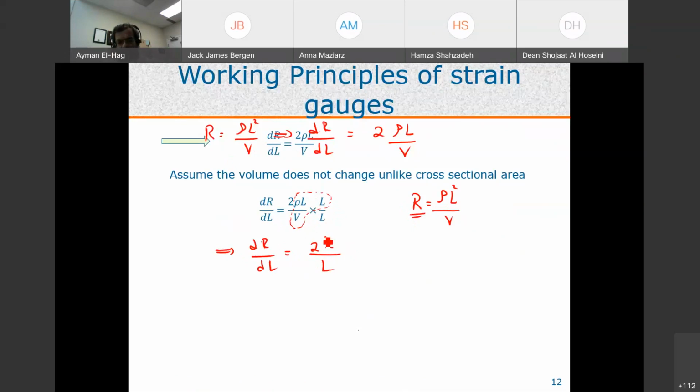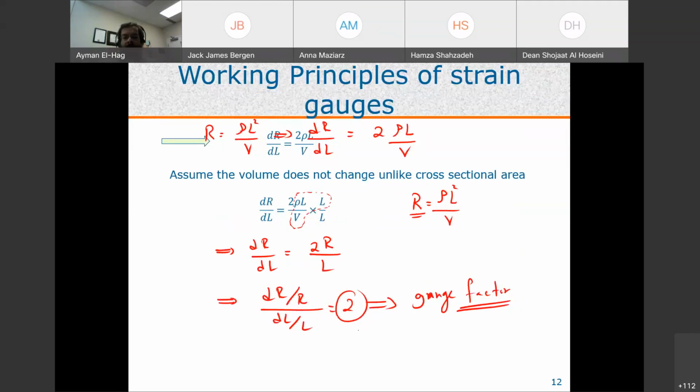Now I can take R to this side, L to this side, so you can say the following: dR by R divided by dL by L is equal to 2, and we call this the gauge factor. And this is something very, very important. Let me ask you a question. Do you want this number 2 to be as high as possible or as low as possible, and why?